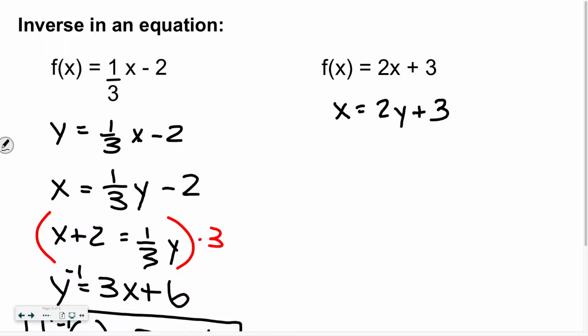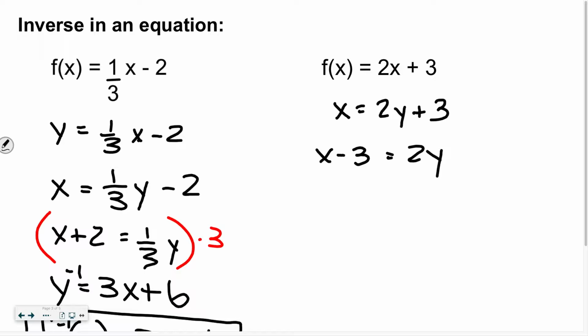Remember, step 1 is to switch x and y. So in this example, I didn't rewrite it again as y equals. I know f of x is y. But I probably wouldn't want to switch f and f of x. That gets confusing. So if you see it in function notation, change it to y's. And then I see most people are subtracting 3. Excellent. So we're using inverse operations, opposite operations.